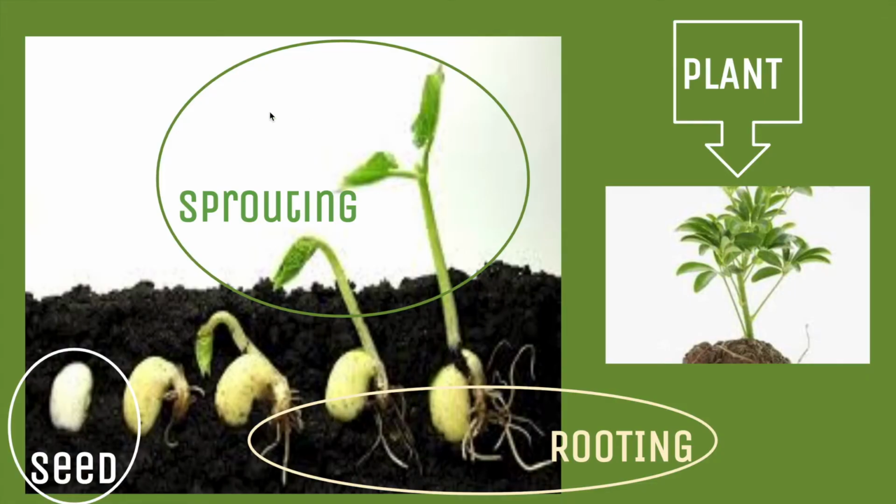So here is a diagram of a seed, and it starts out as a seed. As it gets water and sunlight and the nutrients and things that it needs, it starts to root. This is called the rooting process. Then it continues and it starts to sprout, and this is the sprouting process. And when it's done here, it grows into a full-grown plant.